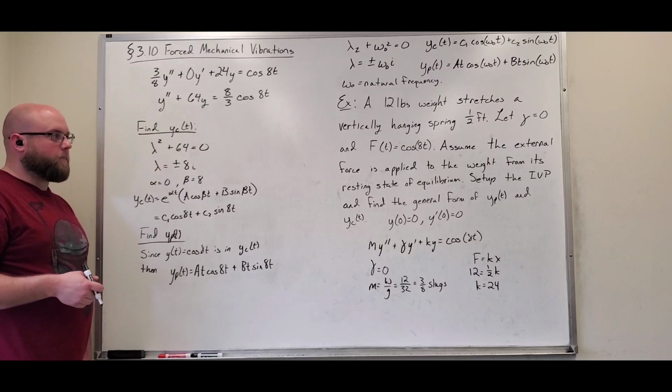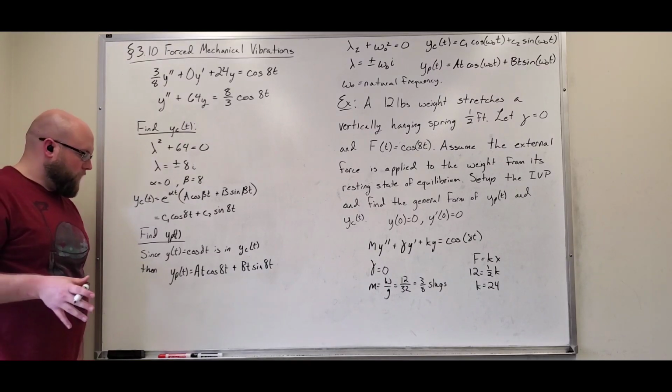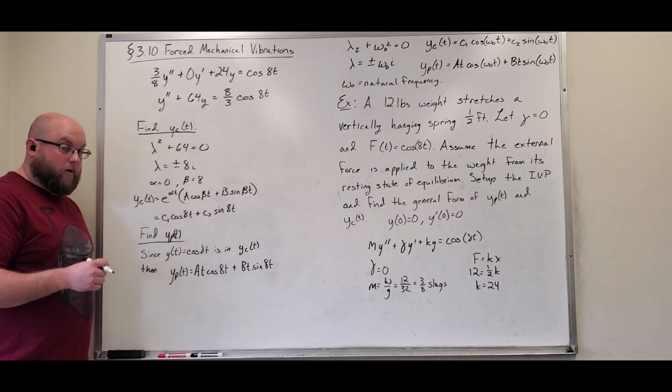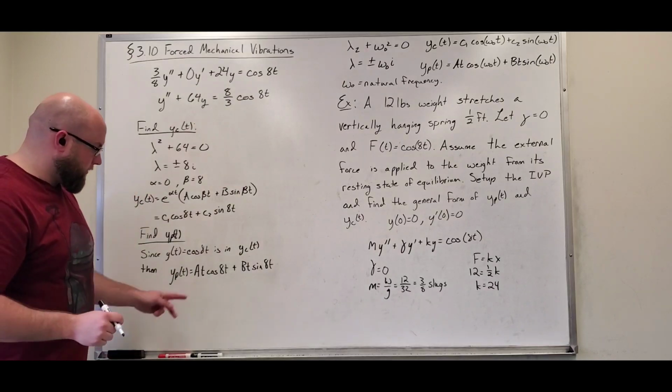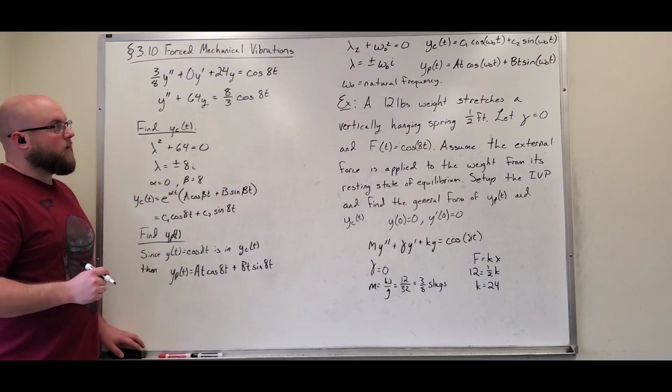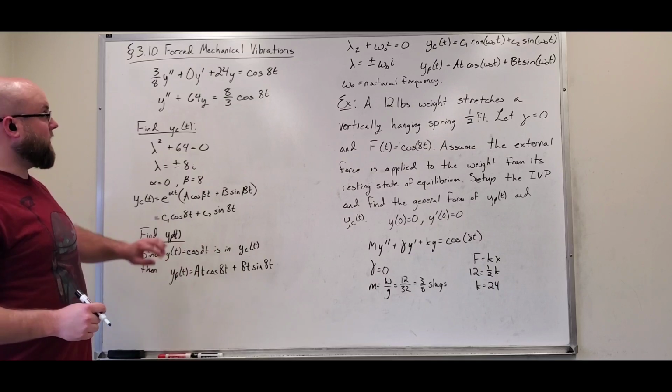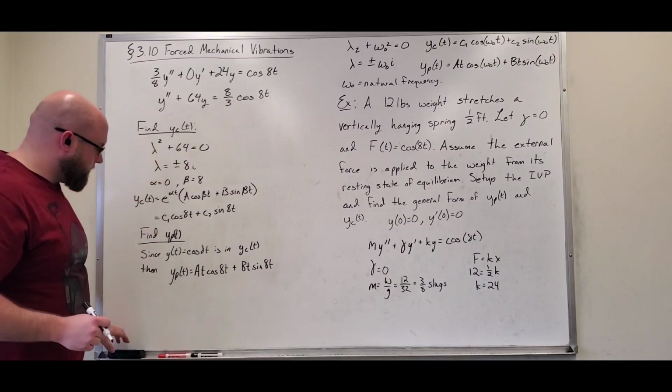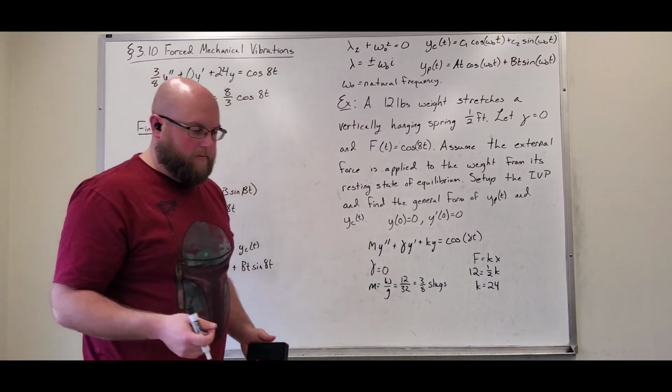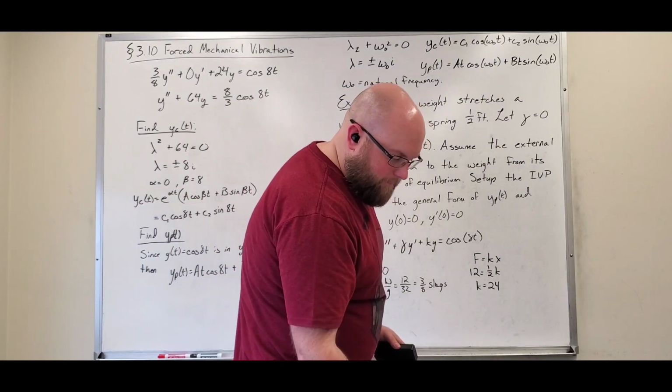We got a generalized form. Well, that's not good enough. When we're solving for a particular solution, we are solving for a particular solution. So we need to find out what A and B are. So that means we need to plug this back into our original differential equation to solve for A and B. So that's the next step.